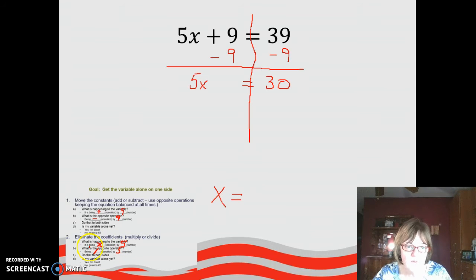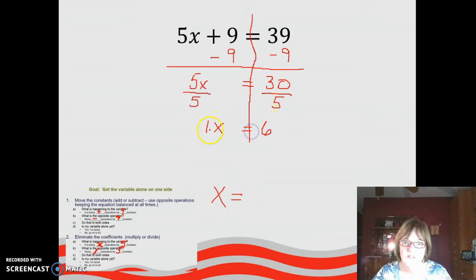All right. So now, step C, it says do that to both sides. So divide by 5. Do it to both sides. Divide by 5. All right? 5 divided by 5 gives me 1x. Remember we did that last time? I showed you that in the last lesson. 30 divided by 5 gives me 6.